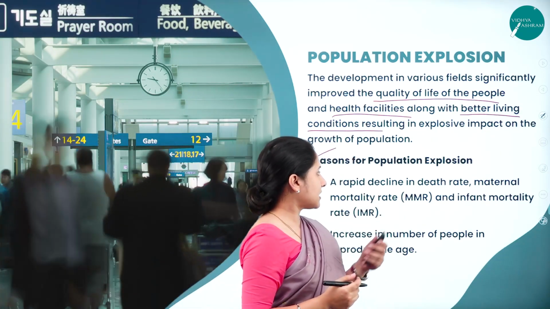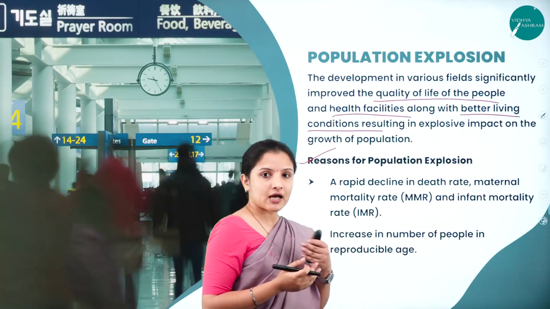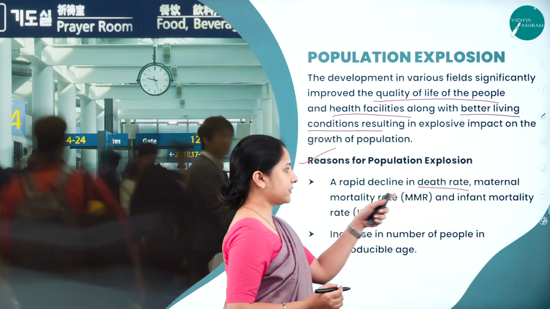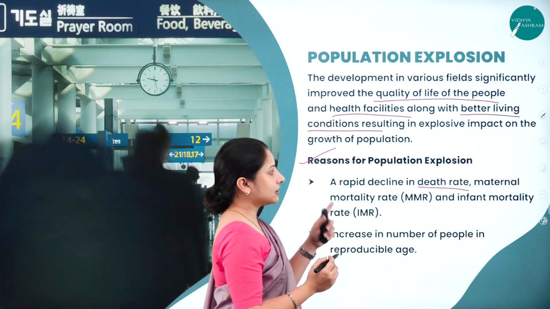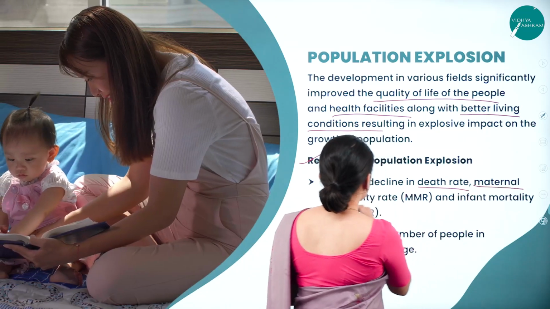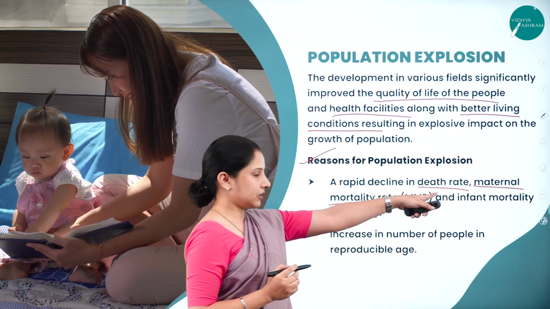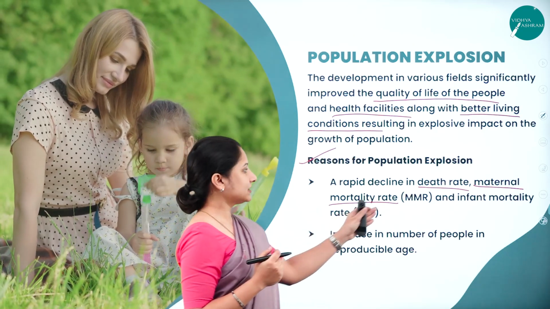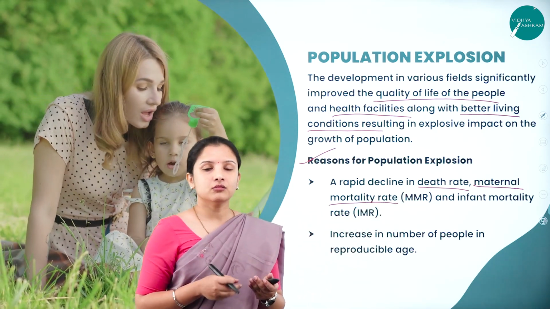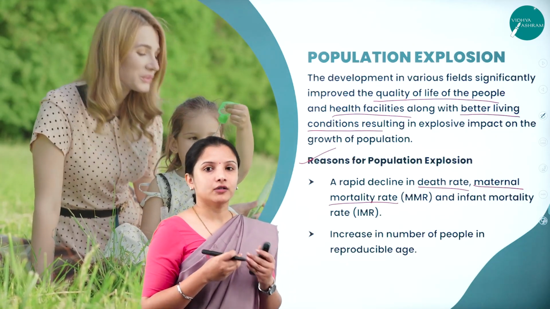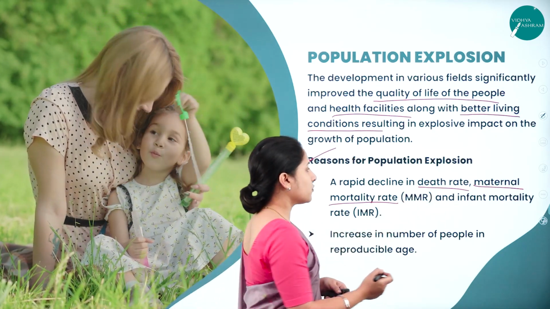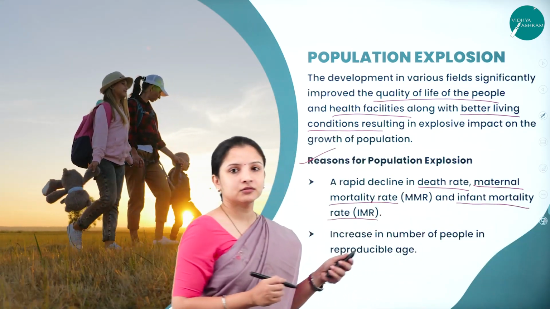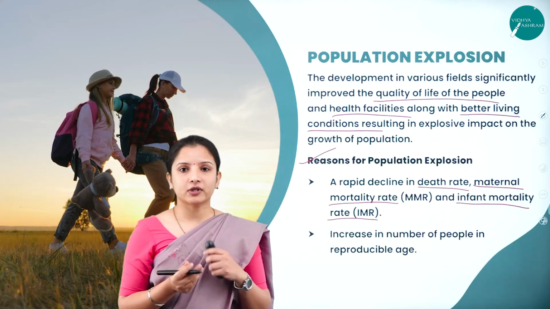So there has been a rapid decline or reduction in the death rate of the maternal as well as the infant. That is, the death rate of the mother, in other terms called the maternal mortality rate, which is MMR, and also the death rate of the infant or the child, which is called the infant mortality rate. There has been a drastic decline in this particular death rate or mortality rate.